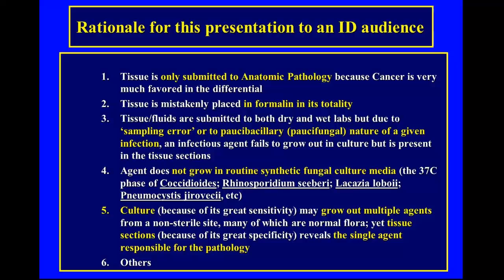How about number four? There are agents that simply don't grow in routine synthetic fungal medium. The 37-degree phase of Coxi does not grow in brain heart infusion at 37, which is what we routinely use for dimorphics. You would need 40 degrees and something called the conversion medium that we just don't carry normally. Rhinosporidium, Lacazia loboi, Pneumocystis, Loboa don't grow in synthetic media. So we are stuck then with the morphologic aspects in cytology or anatomic pathology for making the call.